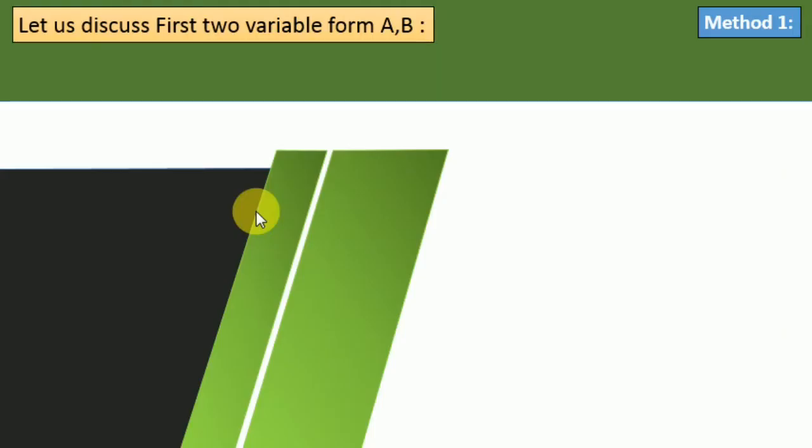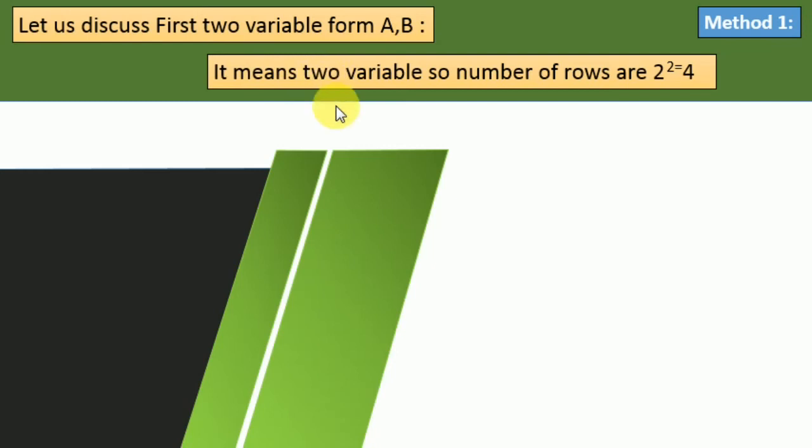Now we will discuss the first one. I am going to explain it in two methods, method 1 and method 2. Whatever is easy, you can use that. Now we are using the first two variable form. A and B are two variables, so the number of rows is going to be 2 to the power 2, that means 4 rows.